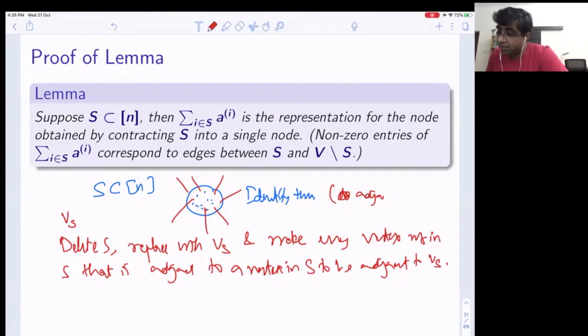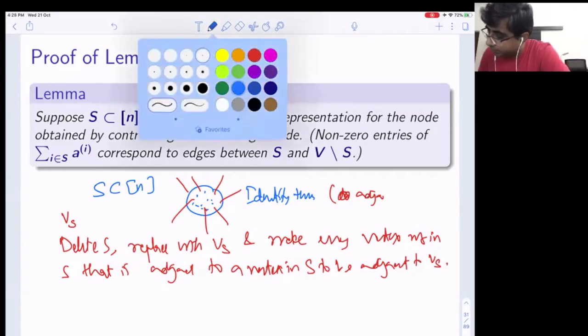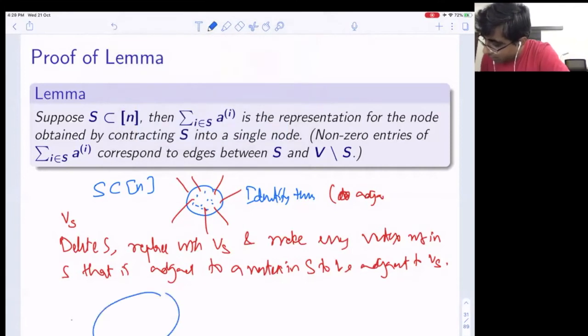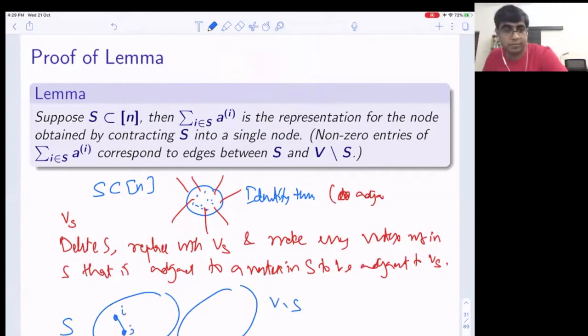But now let's see what is happening here. Basically, I would like to show you that non-zero entries of this correspond to edges between S and V minus S. And why this is true is that, look at this, here is S and look at V minus S. Look at the vectors. Suppose there is an edge here, i and j.